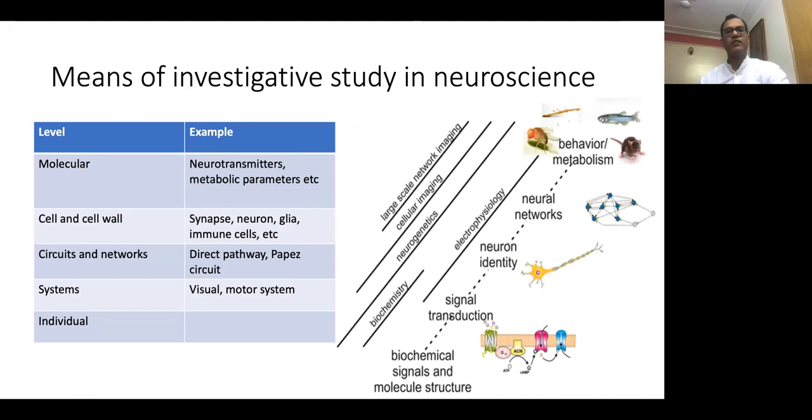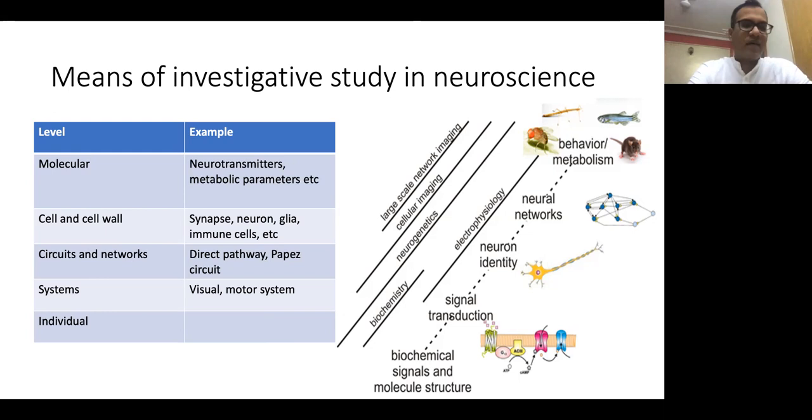Okay, so just a touch on how to do an investigative study in any neuroscience. There are multiple layers. A person who does molecular neuroscience may not know much about clinical or circuit-based neuroscience. So generally, we have multiple layers. You start with molecules in the form of neurotransmitters, metabolic parameters, and cycles, etc. Then you jump one layer, zoom out a little bit, you have cell and cell wall.